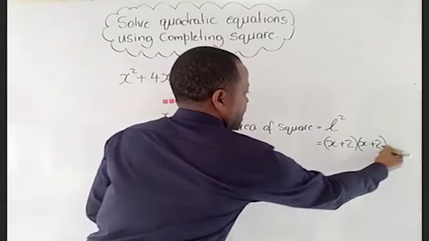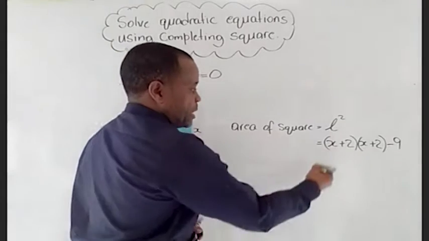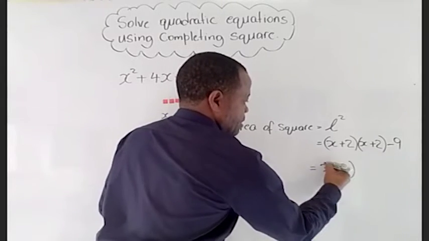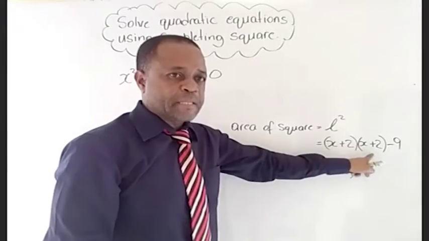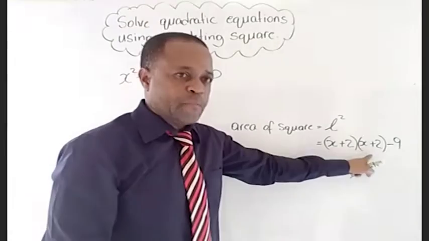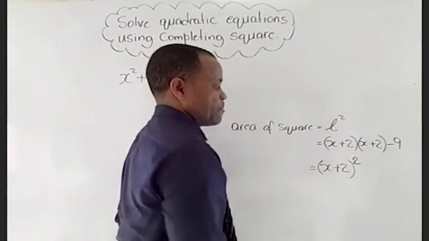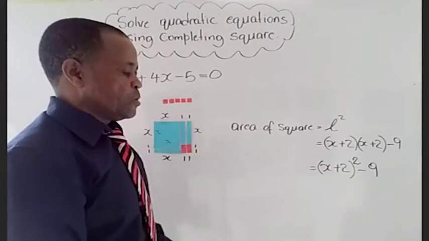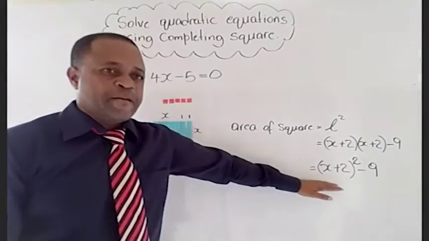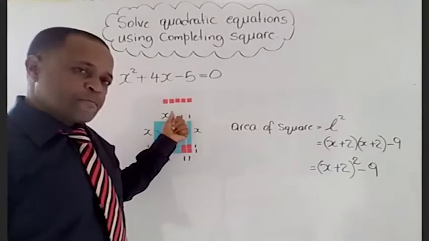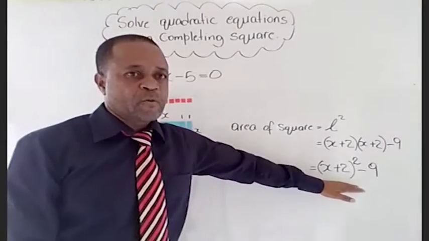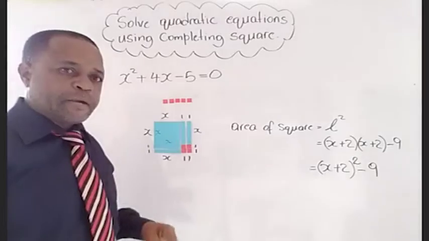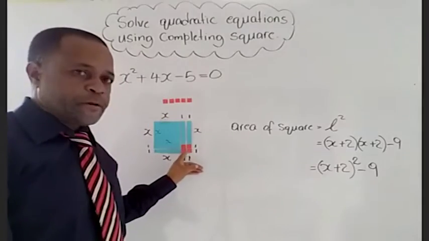So I could write the area now as x plus 2, and I'm going to take out my 9 there. If you notice, we have the same thing in both brackets. So we could write it as x plus 2 all squared minus 9. Now, what we have here is writing the quadratic in the completed square form. It is the area of the entire thing minus the missing part, which is 5 here and 4 there.